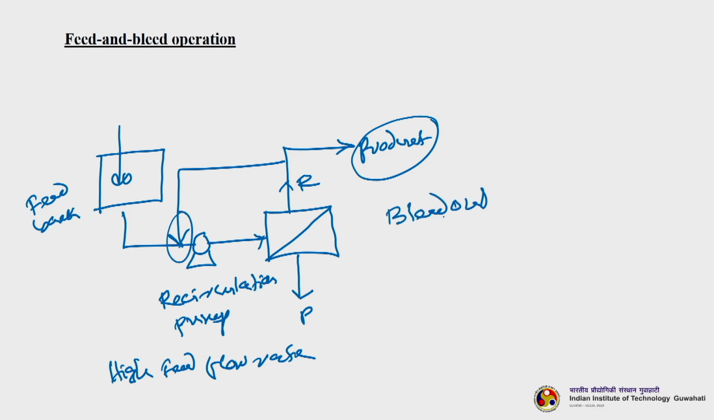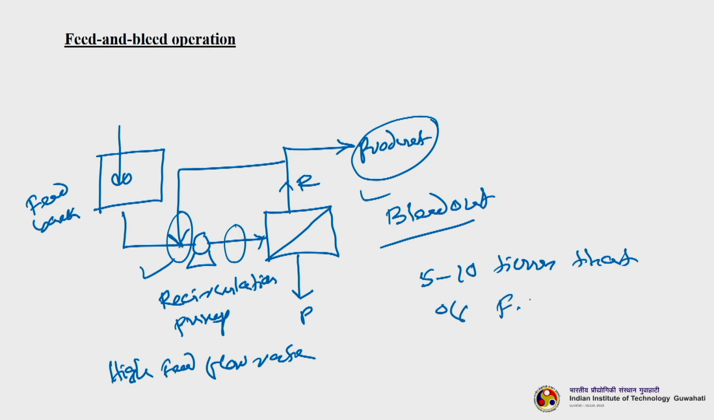It is actually called bleed out, that is why feeding and bleeding continuously is taking place. So, feeding continuously is happening here and bleeding continuously is happening here. So, this is a continuous process. So, flow rate of recirculation loop is almost 5 to 10 times, okay, that of feed flow rate. Now, we can have multiple feed and bleed units that are joined in series or in cascades, right.